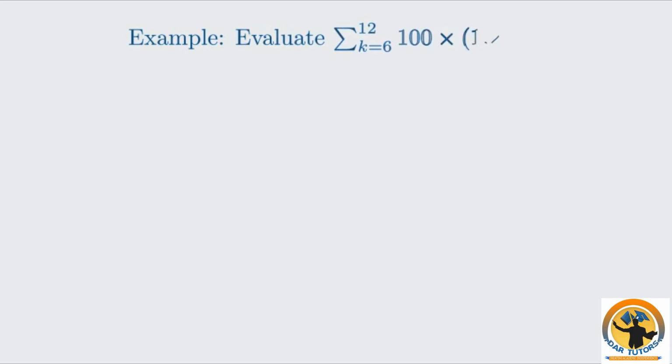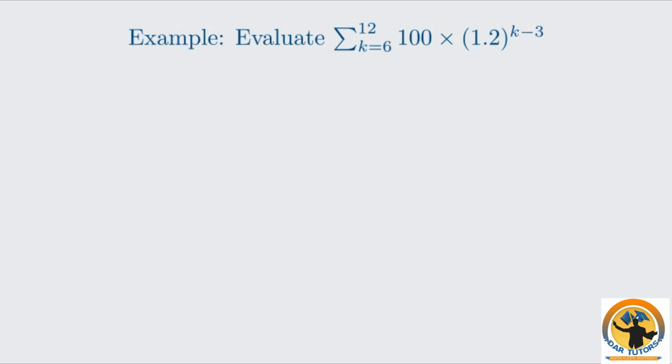Sometimes, the lower limit of a summation is not 1. Our goal in this scene is to learn how to evaluate series that start at an index other than 1. Consider the expression: the sum from k equals 6 to 12 of 100 times 1.2 to the power of k minus 3. There are two main ways to approach this.